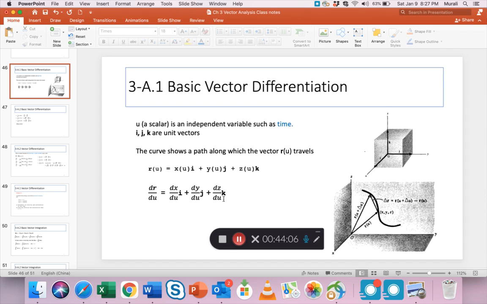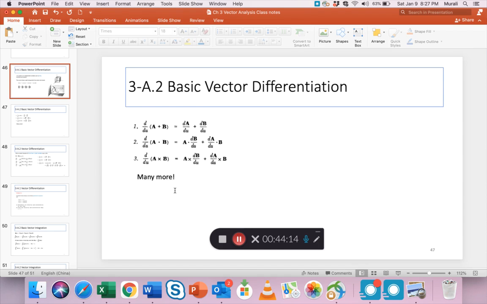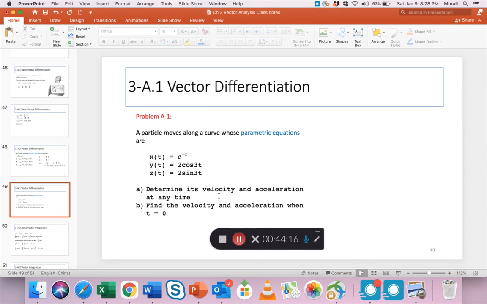Vector as a function of an independent variable u or t, as I said, and then how to do the differentiation. So that's what we are trying to practice here.